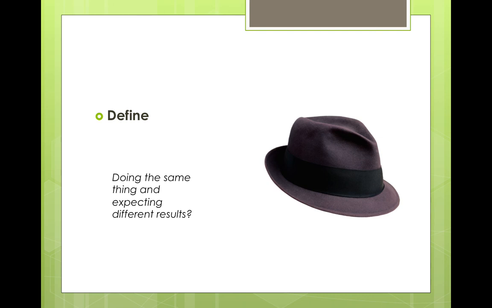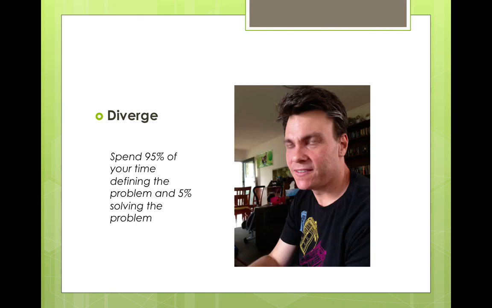So the first thing we must do in creative problem solving is to define what the problem is. We must look at it and go, aha, that's what it is at the moment. Now, you might be thinking, I've heard this before, but wait. The second stage is to diverge. We spend 95% of our time defining the problem and 5% solving it. So now once we have a definition, the next logical step is to challenge that.